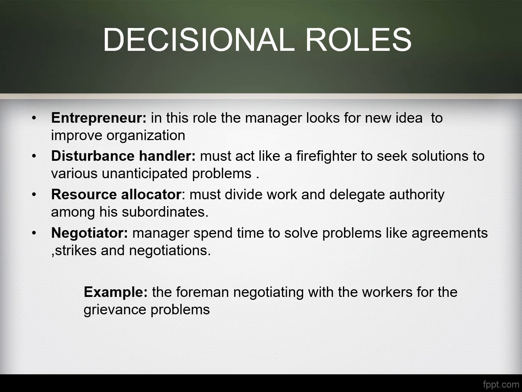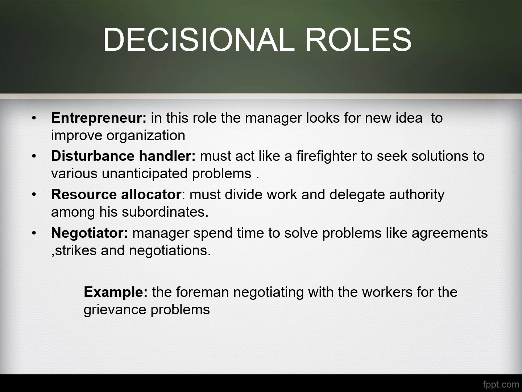Then coming to the decisional roles. What does the decisional role say? It includes the entrepreneur, disturbance handler, resource allocator, and negotiator. So what is this entrepreneur? We will look at the entrepreneur in the third module of this subject. But before that, the entrepreneur is the role of the manager who looks for new ideas to improve the organization. The role of the entrepreneur is to give new ideas to improve the organization.